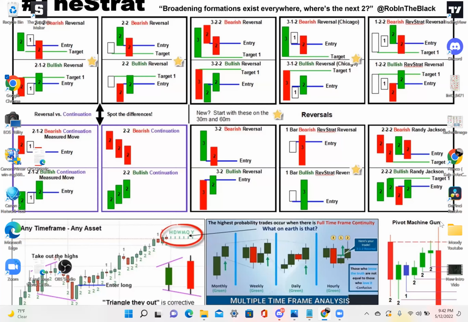Oh, you can see my screen right here, bottom right. Higher lows, higher lows, higher lows. One candle takes it all out, either to the downside or to the upside. You see all these little wicks, PMGs, one candle took it all out.